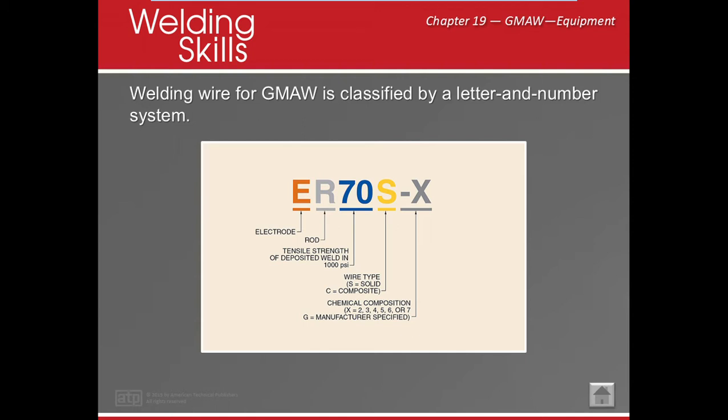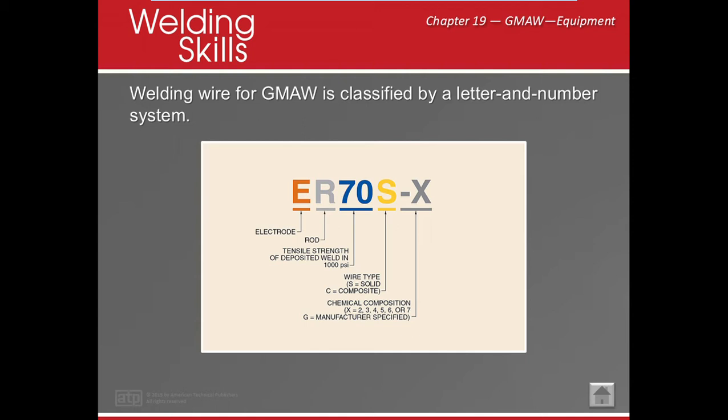Now the first two numbers right here tell me tensile strength in thousands of pounds per square inch. This is how much force is pulling this apart. The usual tensile strengths are around 60, 70, 80, 90, 100, or 110,000 psi. So in our example, it's 70, so the tensile strength is 70,000 psi.